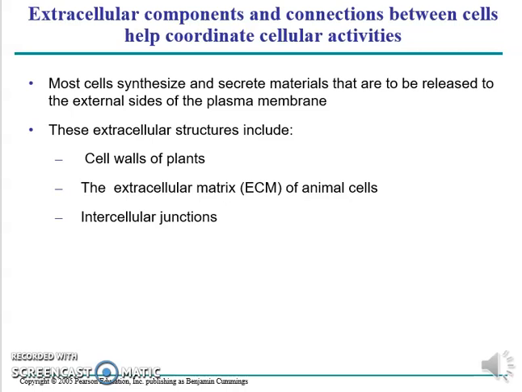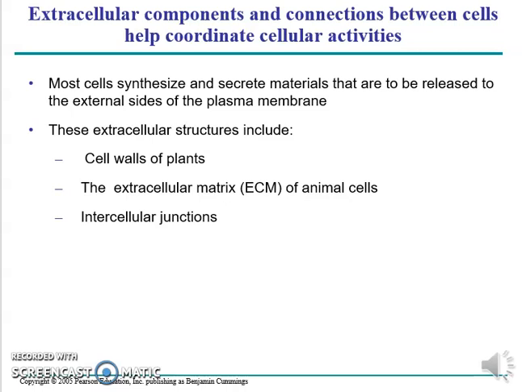Most cells synthesize and secrete materials that are to be released to the external side of the plasma membrane or cell membrane. So the easy way to say this, I think, is that cells are factories, right? And when cells are making something like a protein or a membrane or a fat or a carbohydrate on the inside, they sometimes want to send it outside of themselves in order to help the rest of the body, right? If we're talking about a multicellular organism anyway.